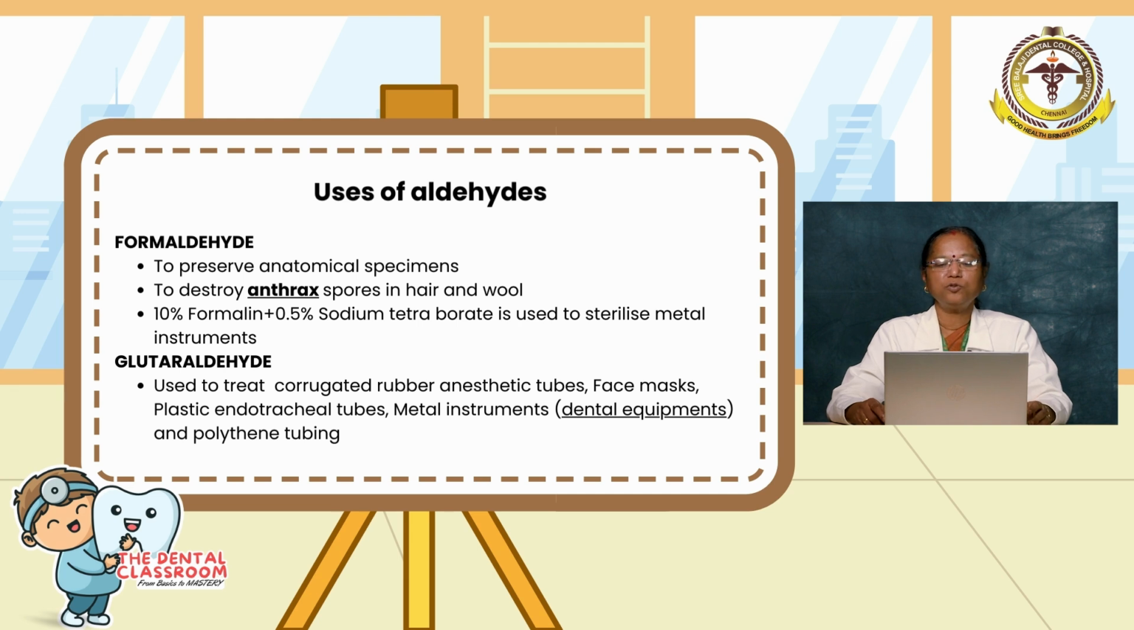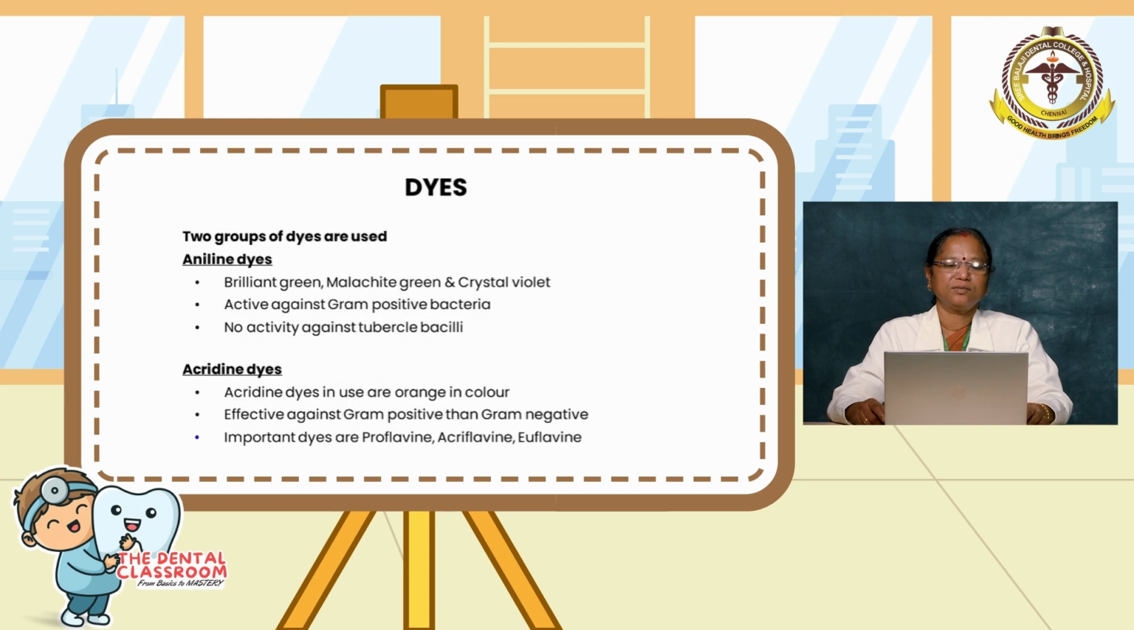So move to the next group, the dyes. There are two groups of dyes: aniline dyes and acridine dyes. Examples of aniline dyes are brilliant green, malachite green and crystal green. The most important property of these aniline dyes is that they don't have activity on the tubercle bacilli.